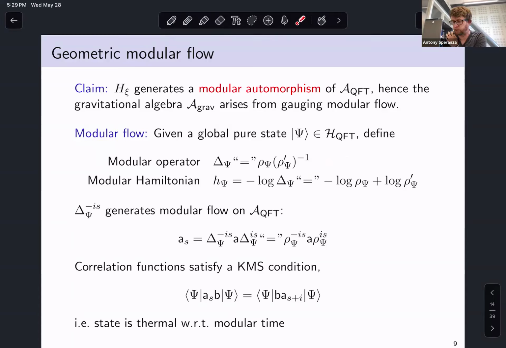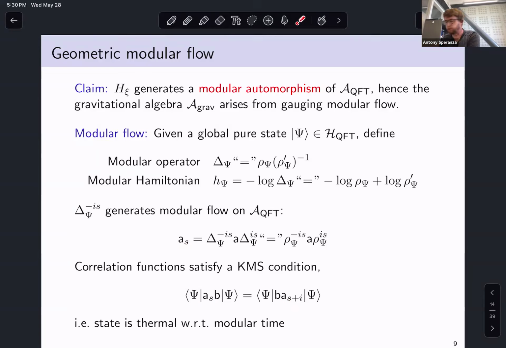So modular flow is just the flow generated by this modular operator. But if we use this fiction where we factorize it with the density matrices, the inverse density matrix doesn't do anything. So it's like you're just flowing with the density matrix itself. And this is an important flow. It maps the algebra into itself. And it's characterized by the fact that correlation functions for this flow satisfy a KMS condition. That's just the statement that if you have a flowed operator A_s times B, that correlation function is equal to the same thing with the order of the operators switched and the flow time analytically continued to a value of i. So it's just saying that correlation functions are always thermal with respect to the notion of time defined by modular flow.